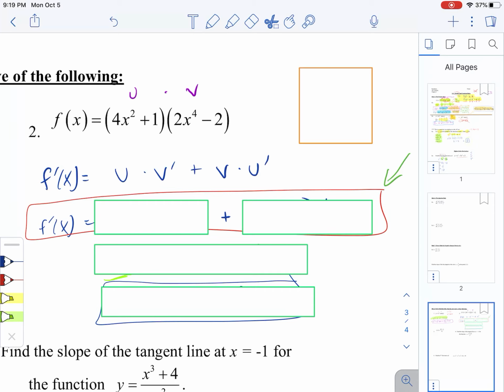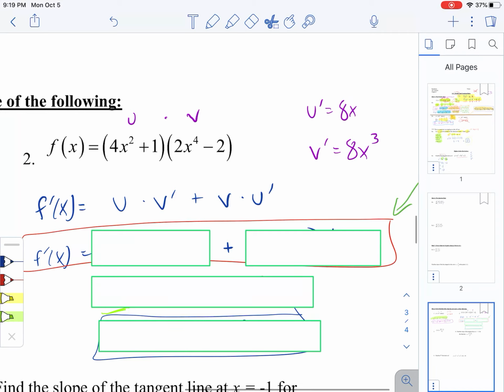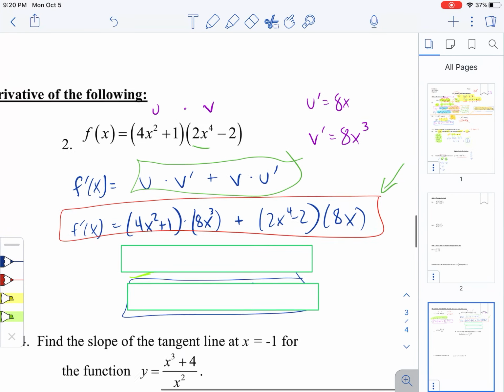Okay, welcome back. Hopefully you got u prime and v prime declared right there. Now be careful. v prime is 8x cubed. Don't think it's just 8x, because when you differentiate 2x to the fourth, you get 8x cubed. Good. Again, I wrote down the formula for you to drop everything in where it belongs. Hopefully you got that and that.